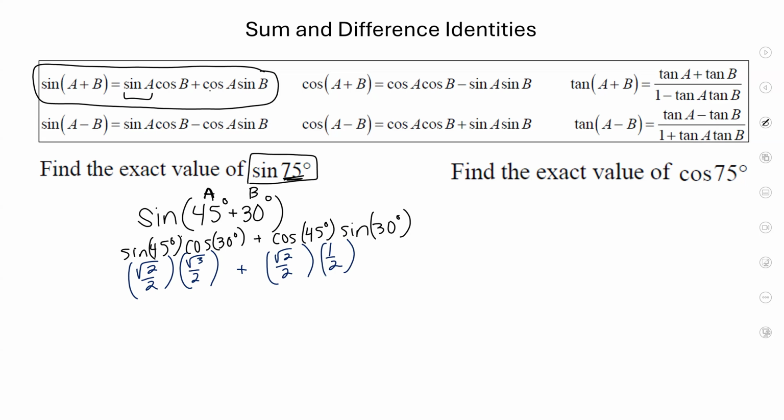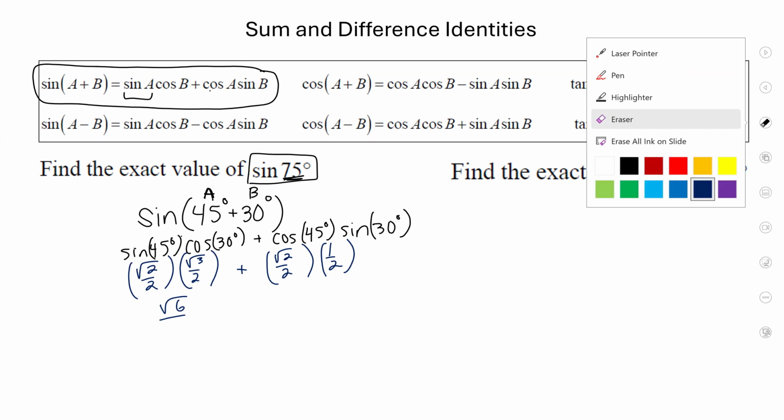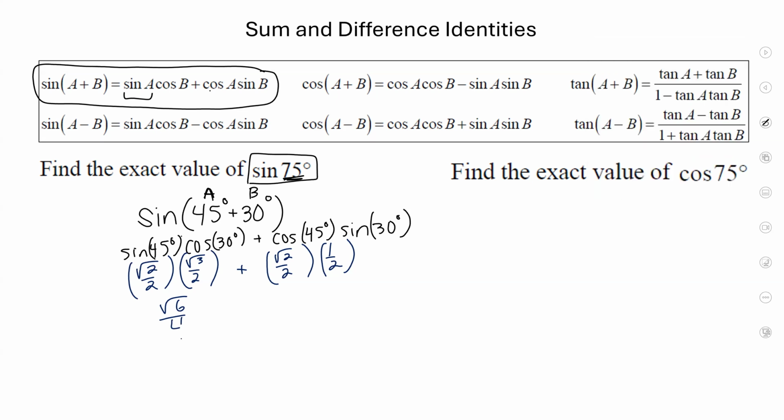Square root of 2 times square root of 3 is square root of 6 divided by, not 2, 2 times 2 is 4. We have to multiply the denominators. Plus square root of 2 times 1 is just square root of 2. 2 times 2 is 4. And of course, when two fractions have the same denominator, you can add the numerators and just keep the denominator the same. So this is your answer.